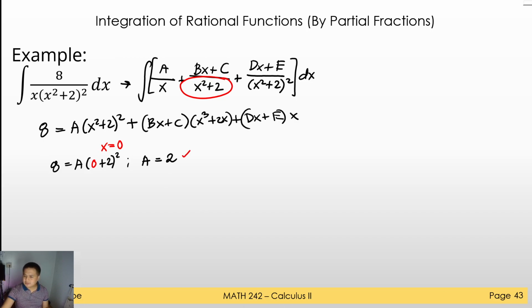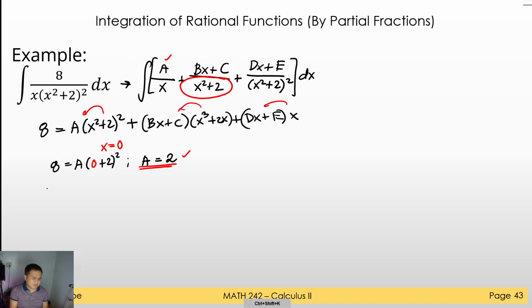Let's check. Okay, A is equal to 2. That is the only coefficient that we can solve. So after that, how do we do this now? We can no longer let x be equal to 0. We cannot do this anymore. So if that happens, what we can do here is actually expand this. We can simplify this, simplify, simplify.